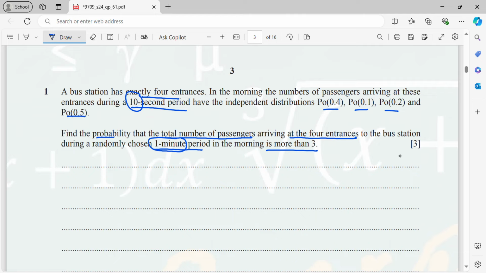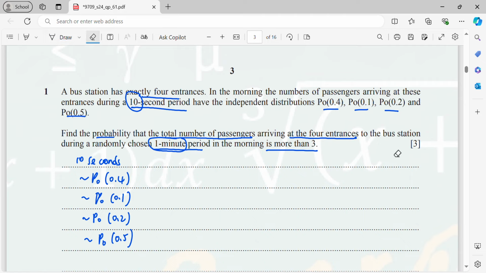First of all, I will just write down 10 seconds. So it will be Poisson 0.4, then 0.1, 0.2, and 0.5. Four different entrances. Because the question says total number of passengers, from here I will say the total is basically Poisson distributed. So when you get the total of 0.4, 0.1, 0.2, and 0.5, that is basically 1.2.